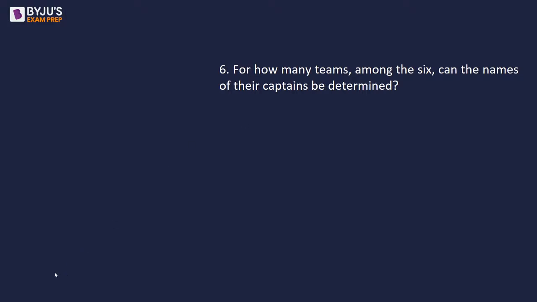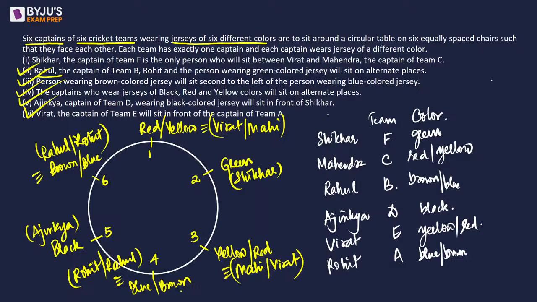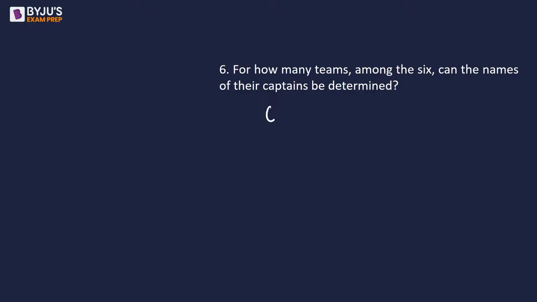So the team name along with their captain names. That is something we know that for all these 6 teams we were able to do this, right? So the answer is going to be 6. It says be determined, not cannot be. If it were cannot be, the answer would be 0.